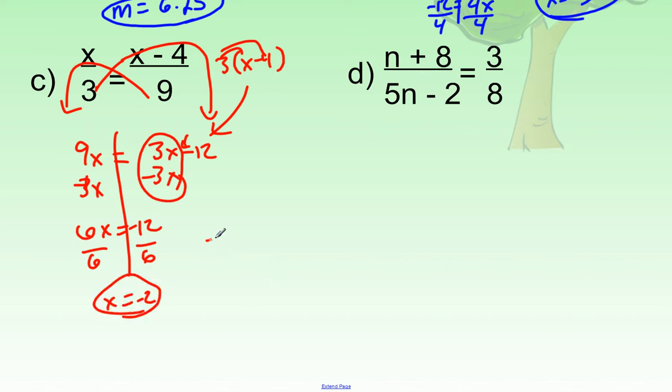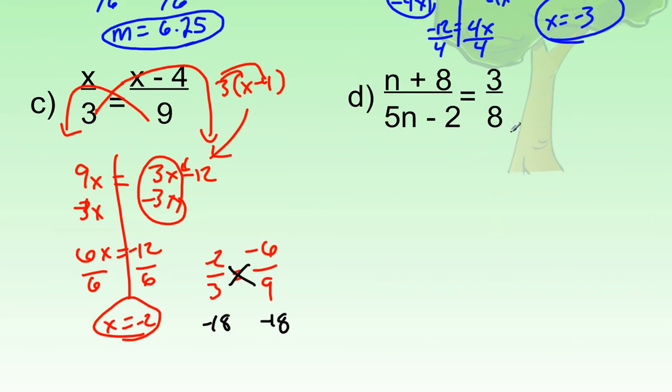To check our solution, negative 2 over 3 equals, let's see, negative 2, and negative 4 is negative 6 over 9. The diagonals should be the same. This gives me negative 18. This gives me negative 18. That is true.